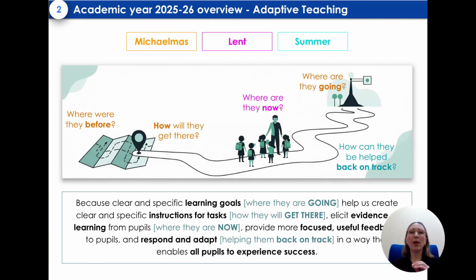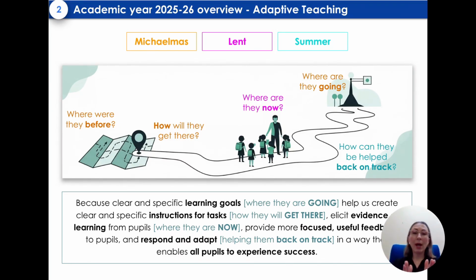So we wanted to make sure that we started in our first term with the orange. So we started with what are the learning goals for any particular learning journey. So we really worked hard on crafting good learning intentions and success competencies so that we could then design effective tasks that were aligned with those learning intentions and success competencies. So our Michaelmas focus was goals before tasks. And we wanted to make sure that that was really, really embedded.